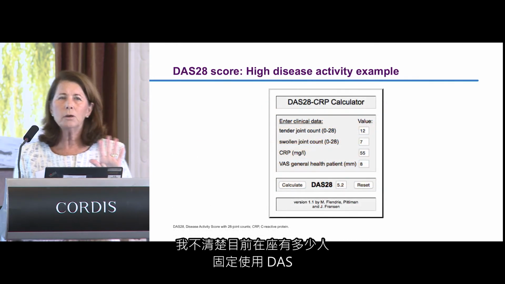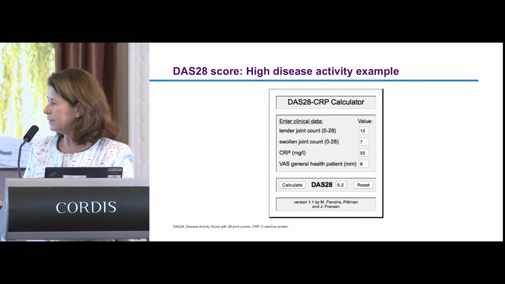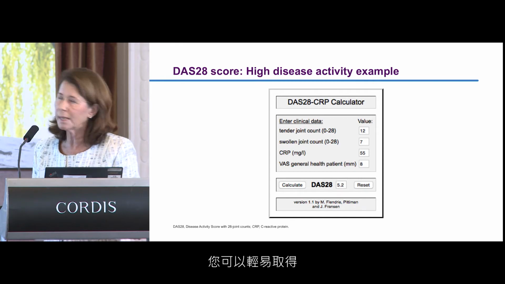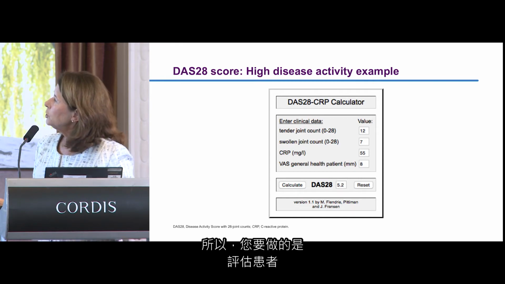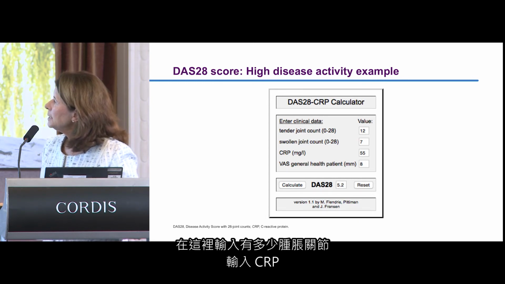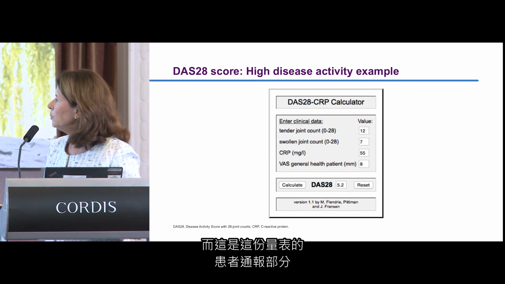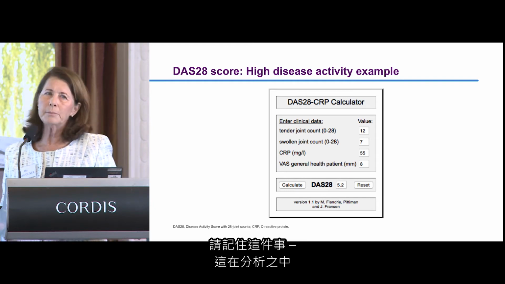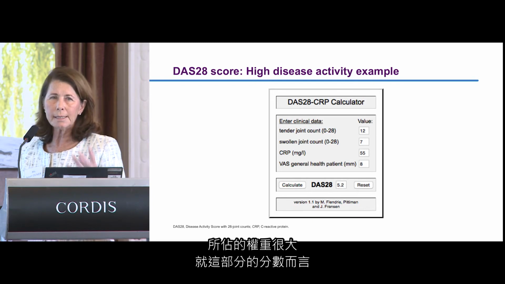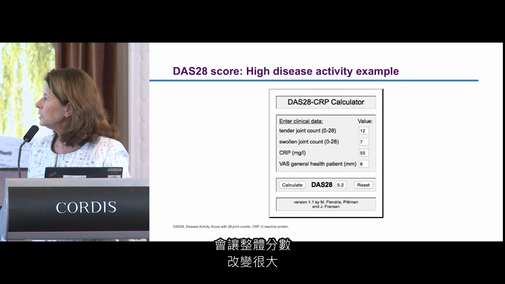And I don't know how many of you are regularly doing DAS at the moment, but the DAS28, here is an example, and these calculators are on the internet, you can get one easily. What you would do is assess the patient, and put in how many swollen and tender joint counts here, how many swollen here, put their CRP in, and then this is the visual analog scale for general health, the patient-reported aspect of the scale. Remember, this is heavily weighted in the analysis for this part of the score.